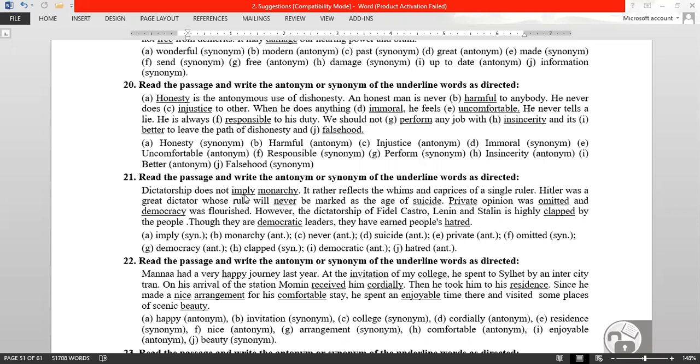Dictatorship does not indicate or does not mean. You can see it's a verb because the subject is dictatorship, does not, an auxiliary is used, and the main verb is imply. The first two mean something. Monarchy. Monarchy is a system of government. Sir, Republic. Thank you. Very nice.